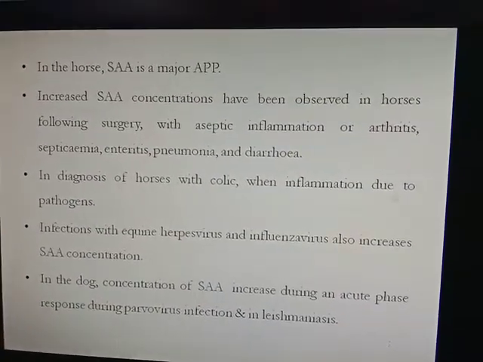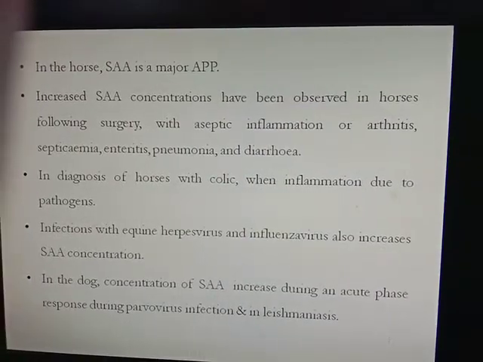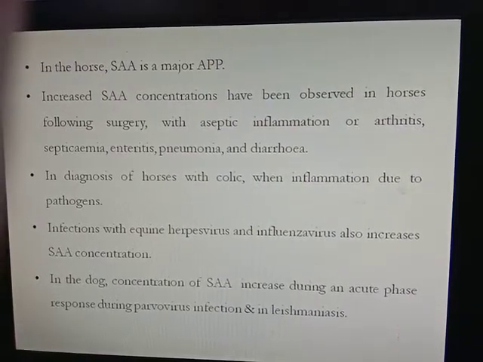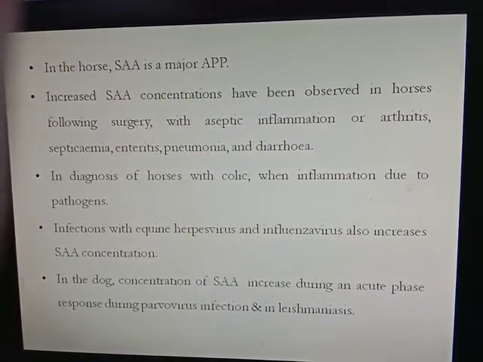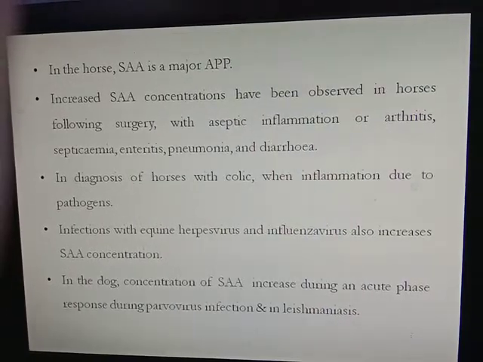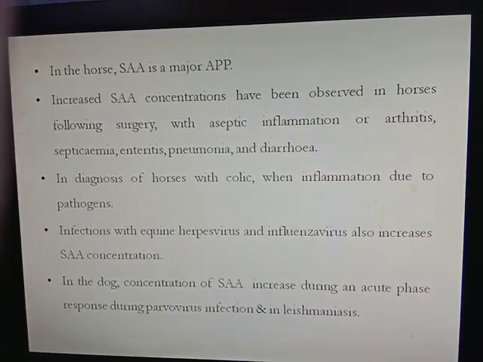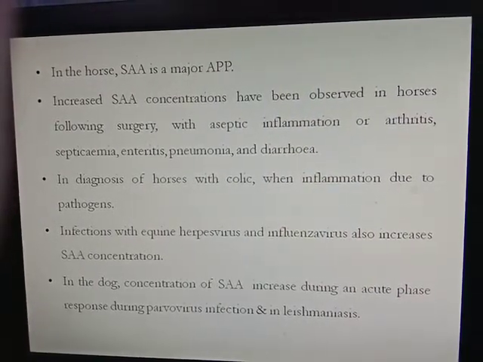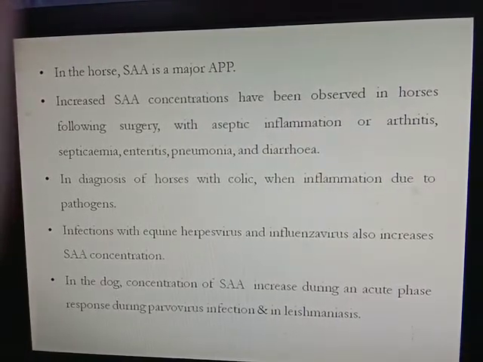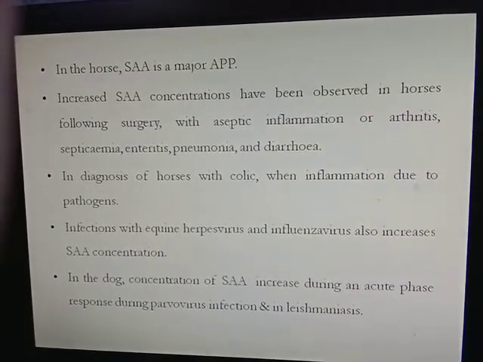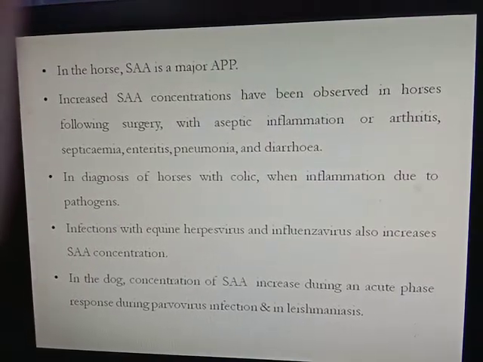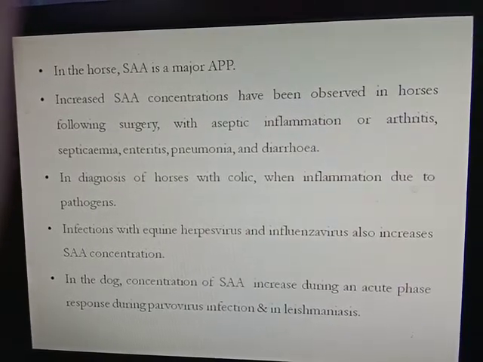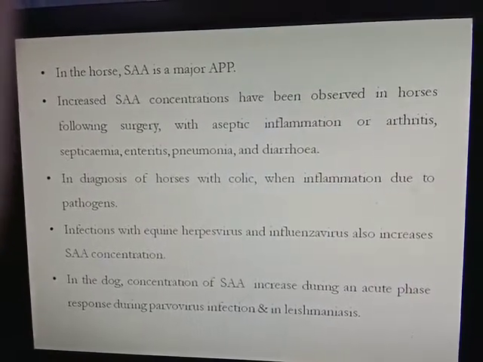In horse, serum amyloid A protein is a major acute phase protein. Its concentration is observed to increase in horses following surgery, in aseptic inflammation or arthritis, septicemia, enteritis, pneumonia and diarrhea. In horses, it is helpful in the diagnosis of colic when there is inflammation due to a pathogen. So when colic is caused in horses due to a pathogen, this serum amyloid A protein is helpful in the diagnosis of colic in horses.